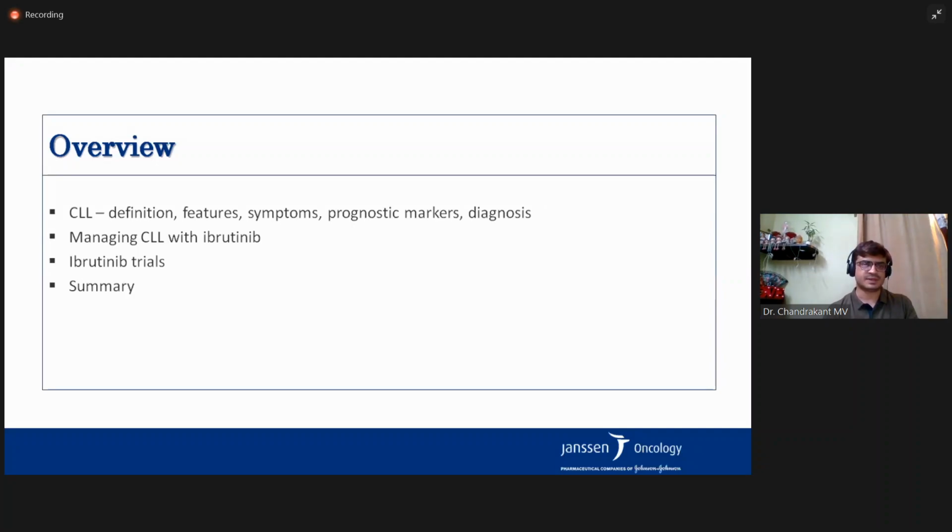So initially, I will present what is the CLL, what are the definition, clinical features, symptoms, prognostic markers, diagnosis, and then managing CLL with Ibrutinib trials, and then we will summarize. Quite a lengthy presentation. I will try to keep it crisp and understandable.